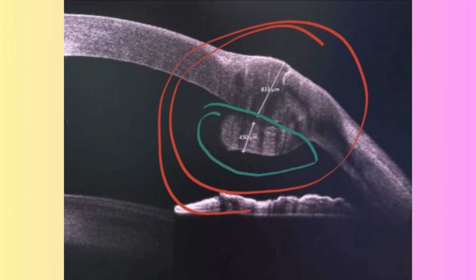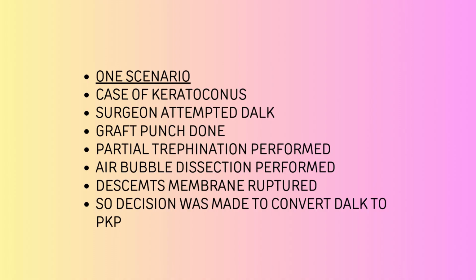One scenario is that it was a case of keratoconus. Surgeon attempted DALK. Graft punch was done routinely, partial trephination was done, air bubble dissection performed, and while doing Descemet's membrane dissection, it ruptured. So the surgeon converted to PKP. This is one possibility.